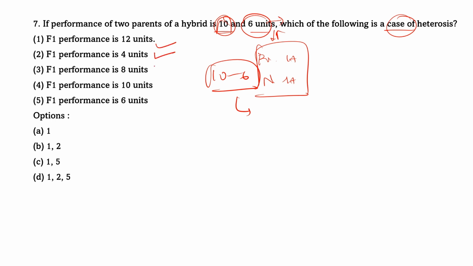All the other three options are between 6 and 10. So the answer will be 1 and 2. So this will be the case of heterosis.